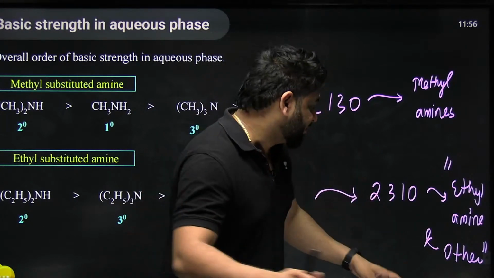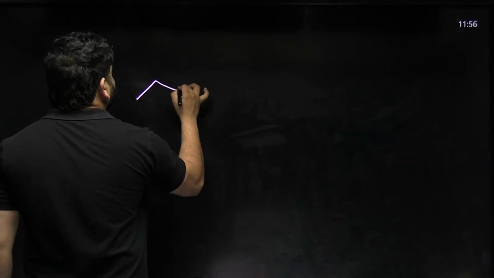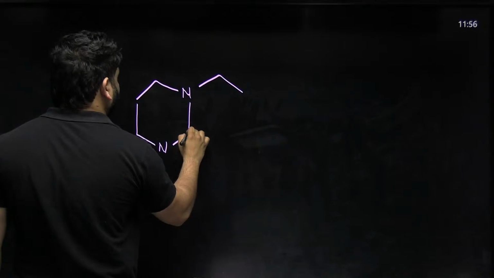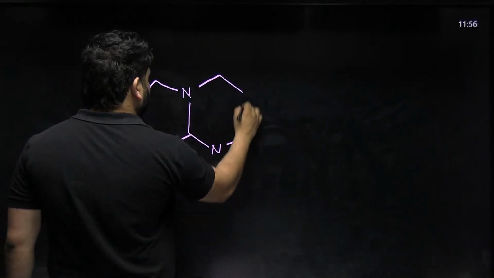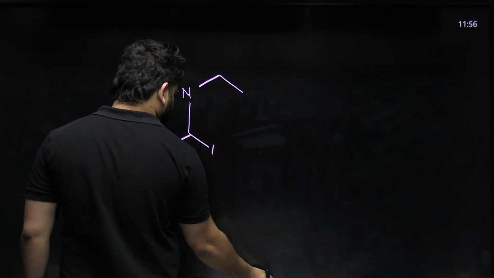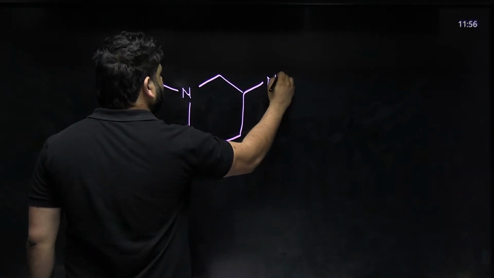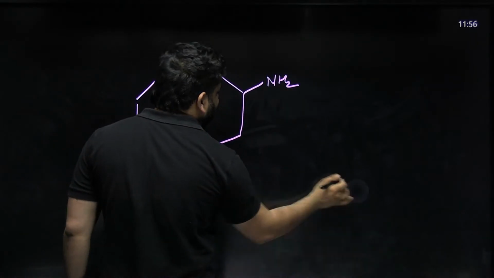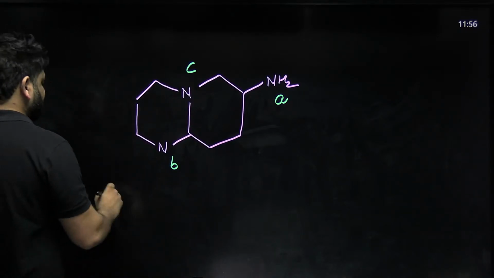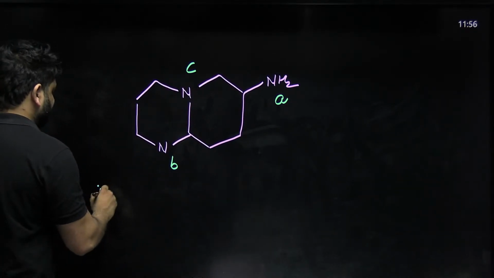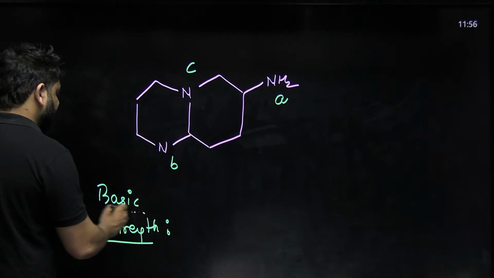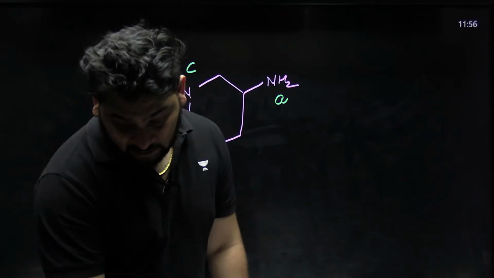Even if any kind of question, let's say I'm giving you one question like this. Let's say I'm randomly assigning them numbers as A, this is B, and this is C. What has been asked is that we have to find out the basic strength order. That's a general question given to us. Tell me guys, what should be the correct answer?